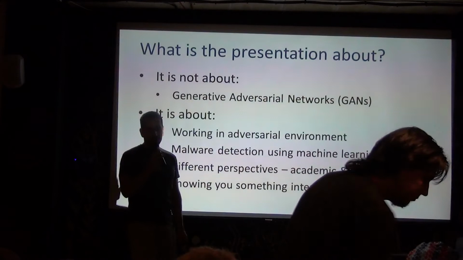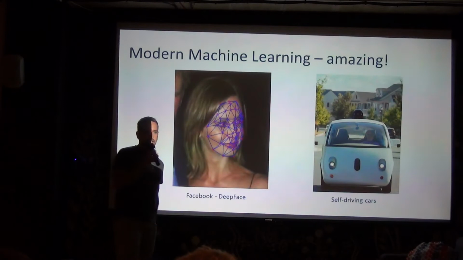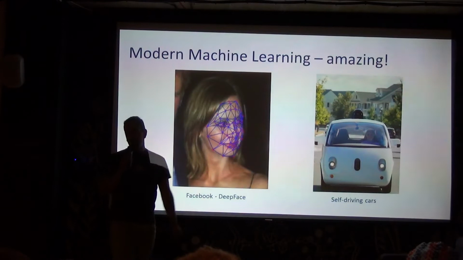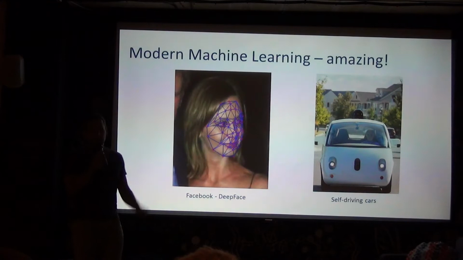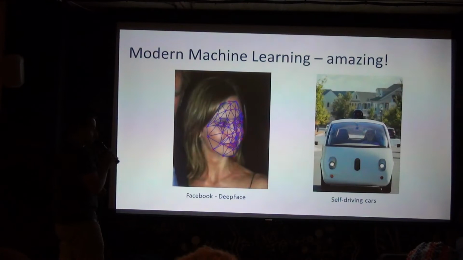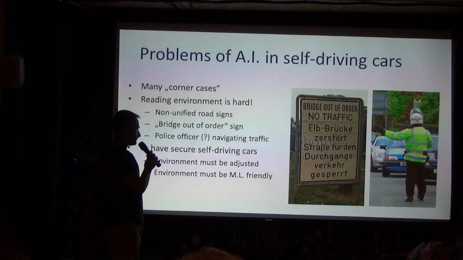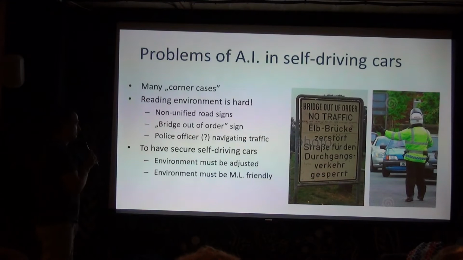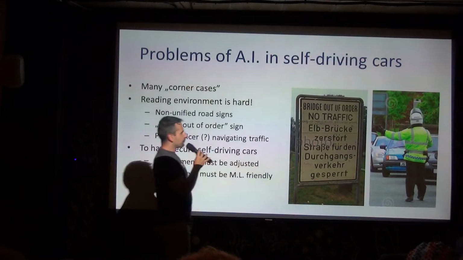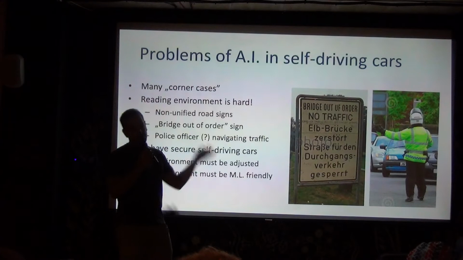Okay, so let's start with this adversarial environment. What is it? When you look at modern machine learning classifiers, or generally machine learning techniques, it's pretty amazing and works really well. So you have Facebook DeepFace for face recognition, you have self-driving cars. However, there are many corner cases to cover, and the big problem is that a real environment is hard. For self-driving cars, if road signs are not unified, so for example like here, 'bridge is out of order', then a self-driving car can go onto a bridge which is out of order and go down into the river, and people will die, right? So it's nothing really nice.